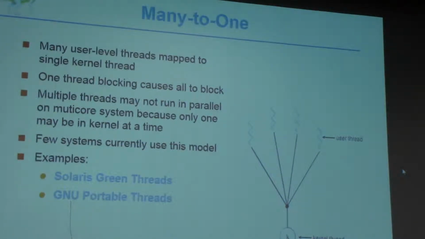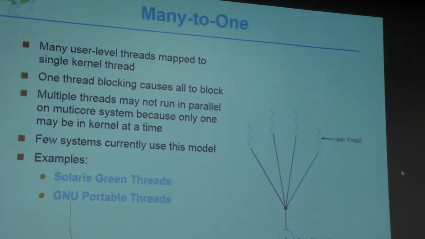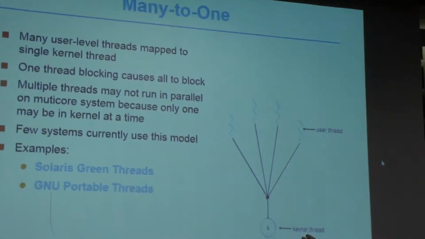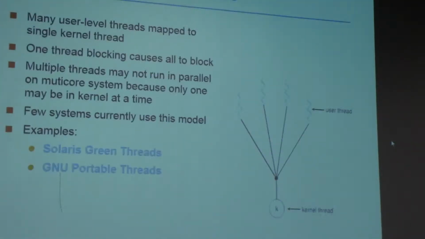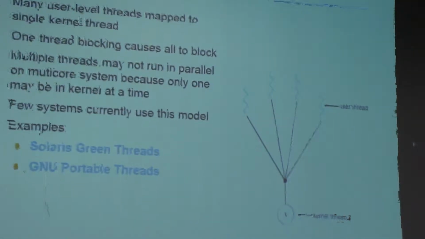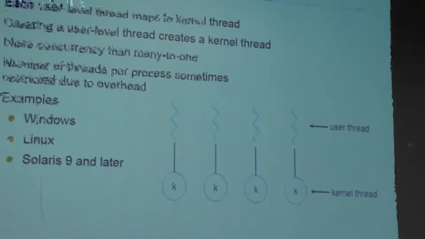One of the problems of such a model is that if one user thread requests a system call to the kernel thread, but it's blocked or hanged, or has some problem, all threads will be stopped. That's a problem. So Solaris green thread or the GNU portable thread is using this, which is simpler, right? It's much simpler because it has only one kernel thread, so it can process user threads one by one. So the architecture is much simpler.